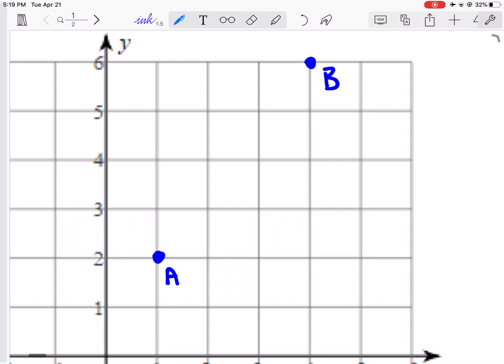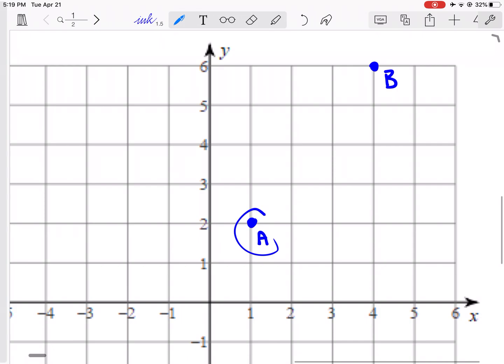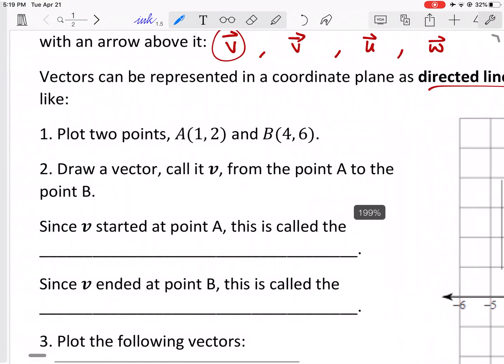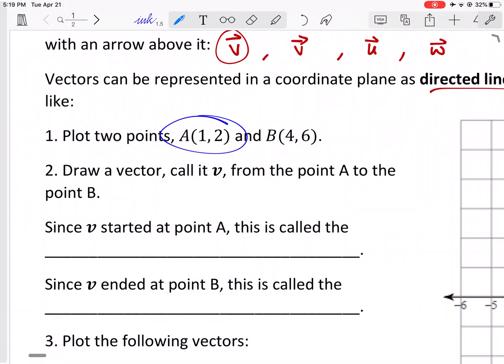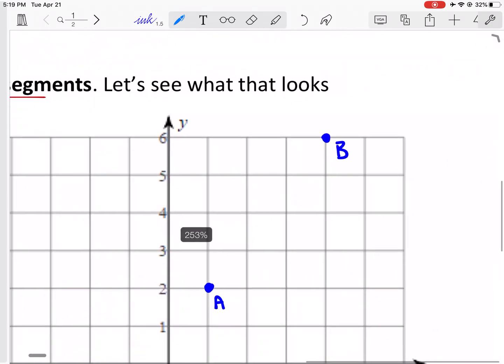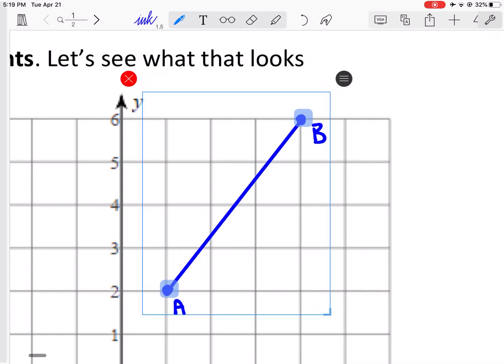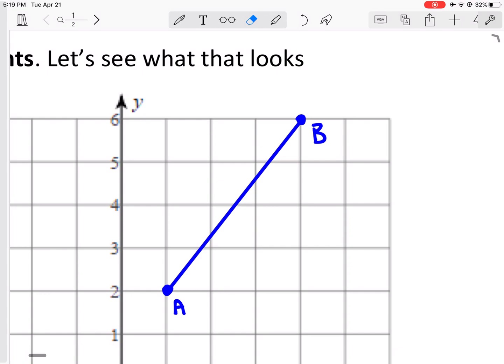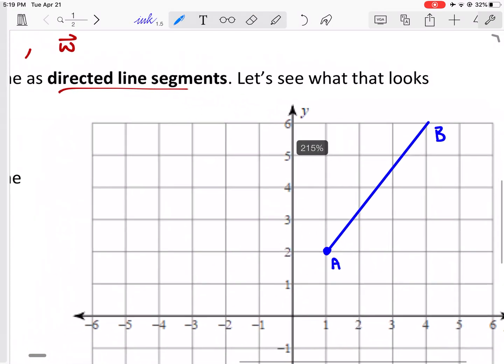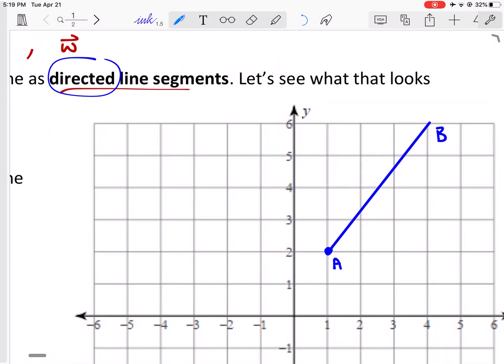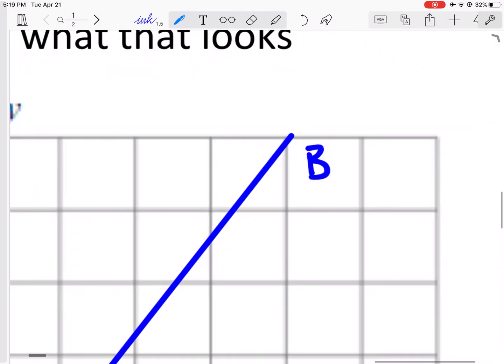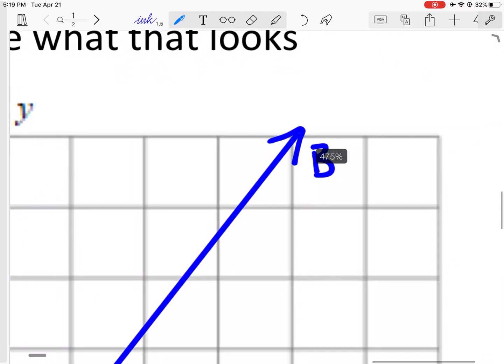We just plotted the 2 points. Next, we want to draw a vector. We'll call it v from point A to point B. So point A to point B. We're starting at A and ending at B. When we say it's a directed line segment, that means we need to specify the direction of it. To do that, we put an arrow on the end.